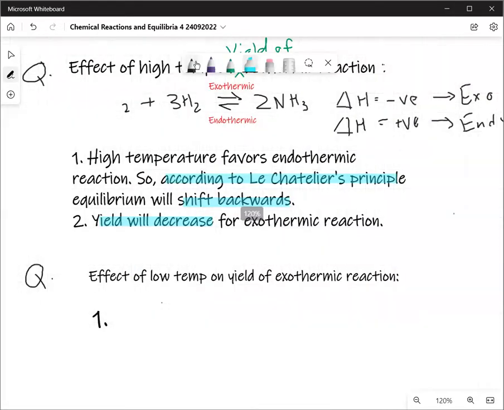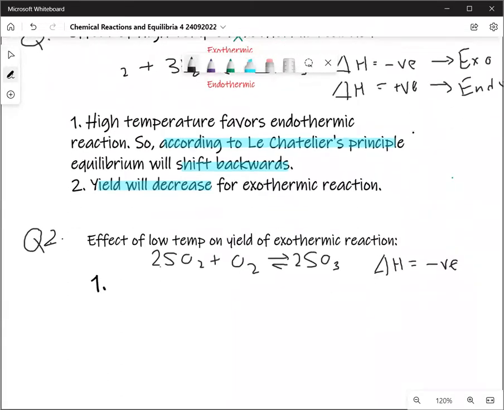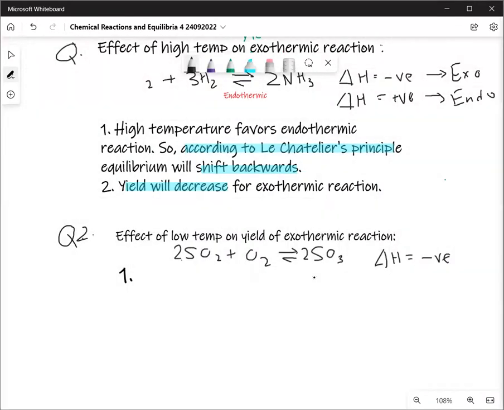Read question number 2. Effect of low temperature on yield of an exothermic reaction. What is the effect on this reaction? The delta H is negative, exothermic. How will we write this answer? Low temperature favors endothermic reaction? No, check your notebook again. Low temperature favors what? Exothermic, I'm sorry. Low temperature favors the exothermic reaction.